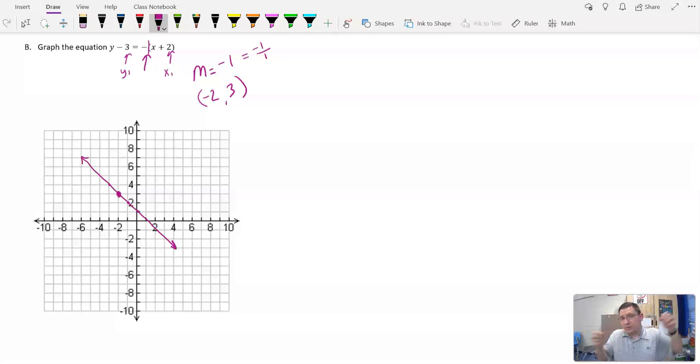And again, our line would extend on forever. We put arrowheads on both ends of this. Okay, so again, if your line looks like this, your point at negative 2, 3, and then your slope being negative 1, so it's sloping downward, that is the correct line. Let's go ahead and look at example 3.